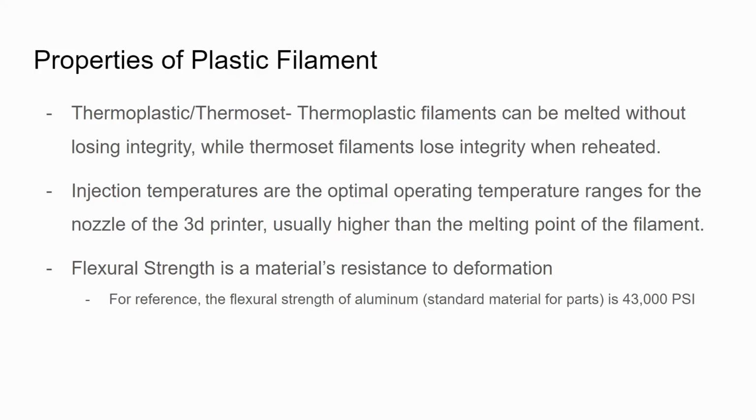Now, for reference, when you're looking at the flexural strength of these filaments, understand that the flexural strength of aluminum, which is the standard material for a lot of FTC parts, is around 43,000 pounds per square inch.